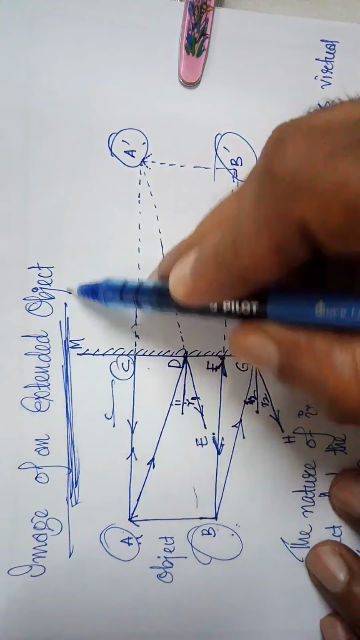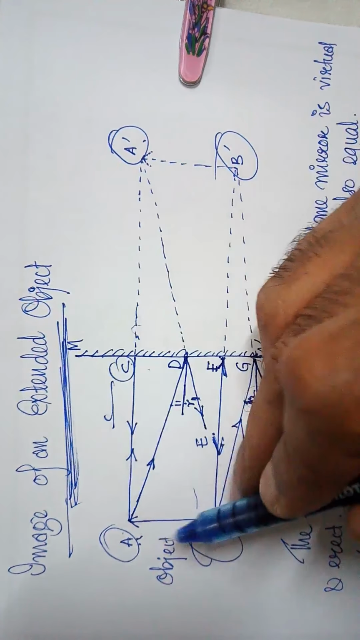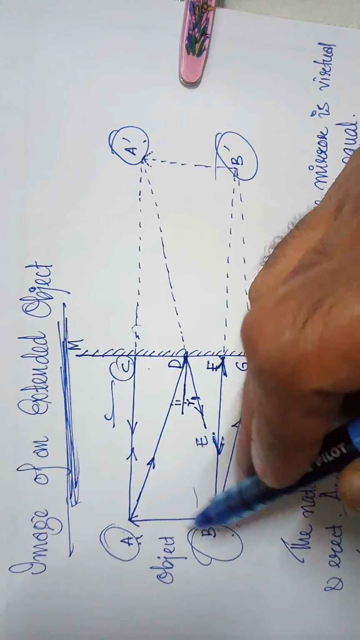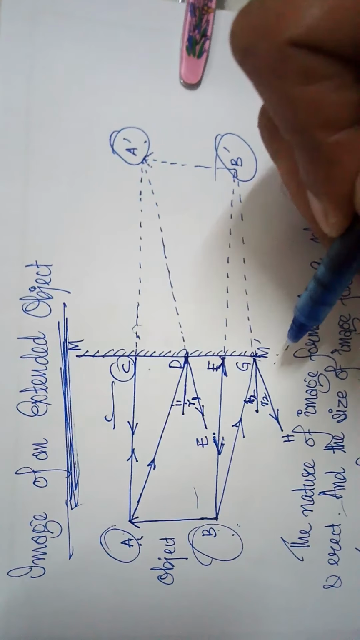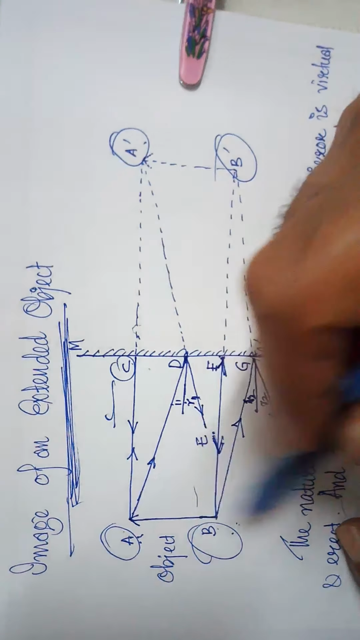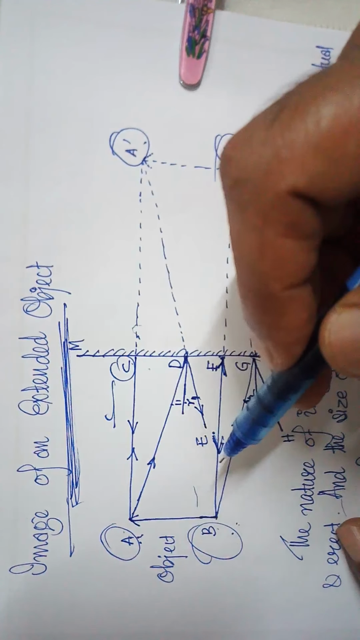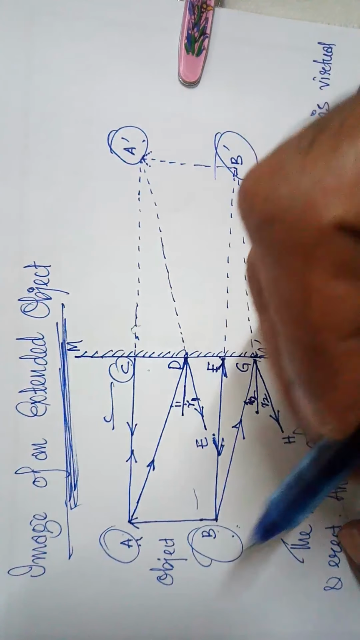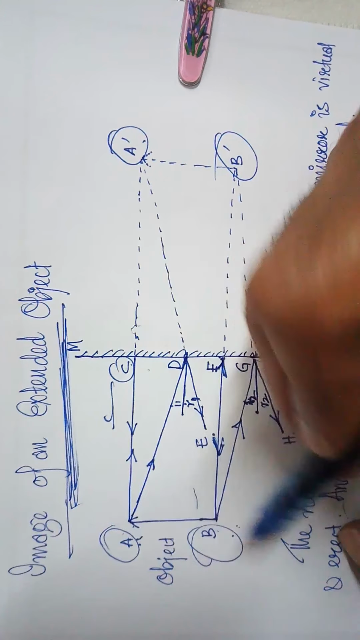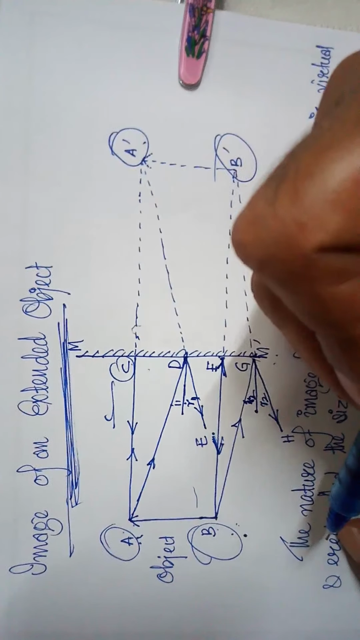Image of an extended object. An extended object AB is placed in front of a plane mirror M dash. In order to locate the image of arrow AB in the mirror, we will first find out the positions of the images of the top point A and the bottom point B.